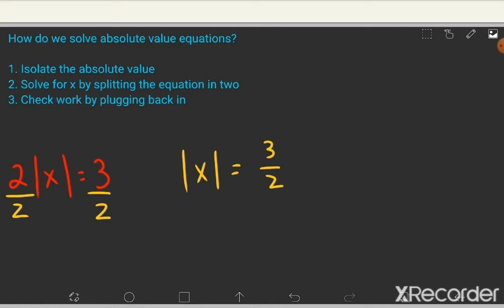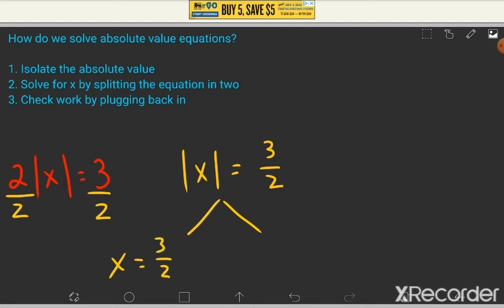Next, we have to solve for x by splitting the equation into 2. And what that means is, remember how in the last video I said that a positive number and a negative number have the same absolute value. To split the equation in 2, we are going to take the positive version, x equals 3 divided by 2, and the negative version, x equals negative 3 divided by 2. Alright, and since there isn't any expression we have to solve for, these two would be our final answers.